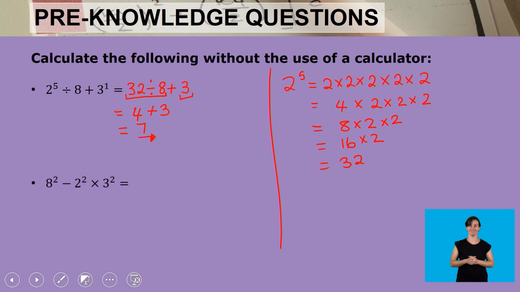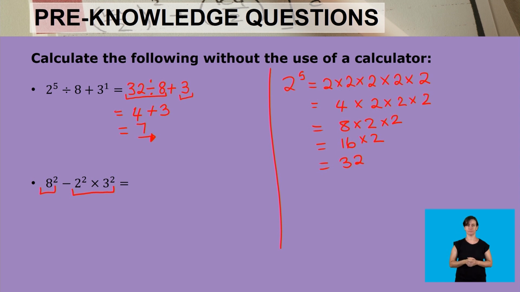So there we have our 8 exponent 2 minus our 2 exponent 2 multiplied by our 3 exponent 2. Remember, we are working on either side of a plus or a minus, which means that we are going to calculate that 8 exponent 2, and then we are also going to calculate that 2 exponent 2 multiplied by the 3 exponent 2 together, because it is on either side of that minus.